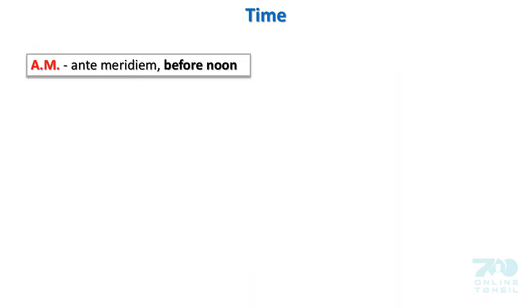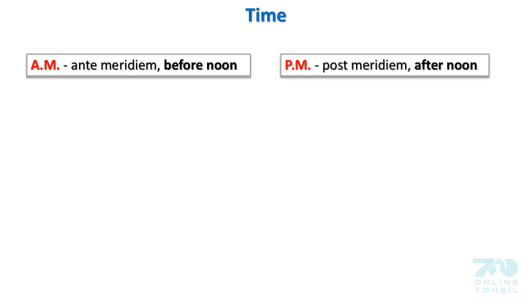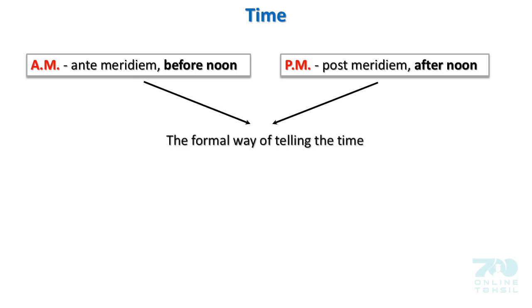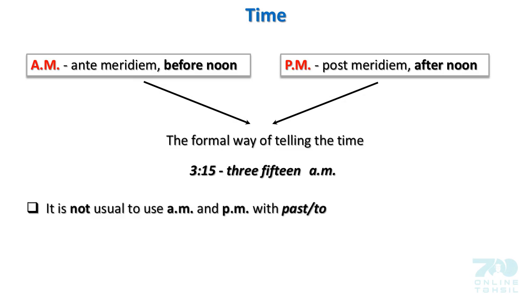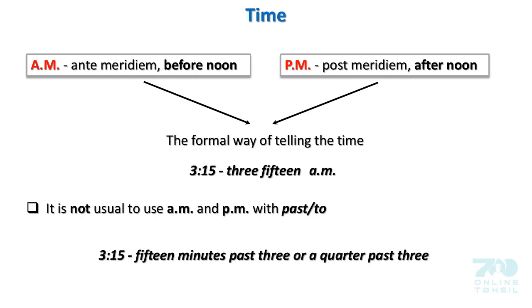A more formal expression to indicate whether the time is before noon or after is AM and PM. AM, ante meridiem, means before noon. PM, post meridiem, means afternoon. Use these expressions only with the formal way of telling the time. Example, 3:15 AM. It's not usual to use AM and PM with past and to. Example, 3:15, 15 minutes past 3.